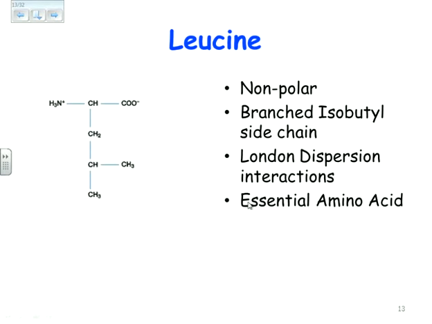This one is essential. What does that mean? Yeah, you have to get it in your diet. This one's nonpolar, so only dispersion forces. So this one is leucine. This one's used sometimes as a flavor enhancer. It's supposed to stimulate muscle and protein synthesis in your body. So maybe if you're bodybuilding or something, this could help.